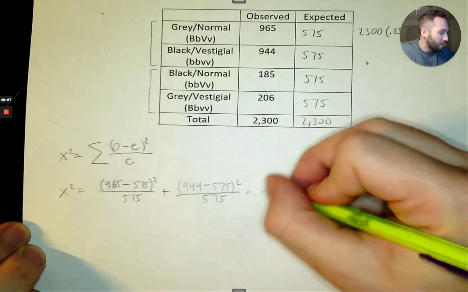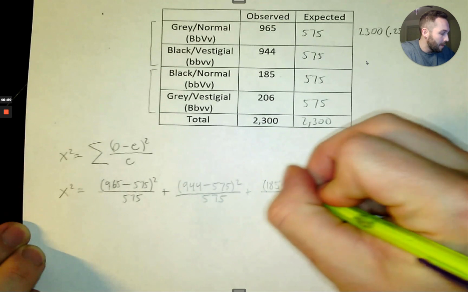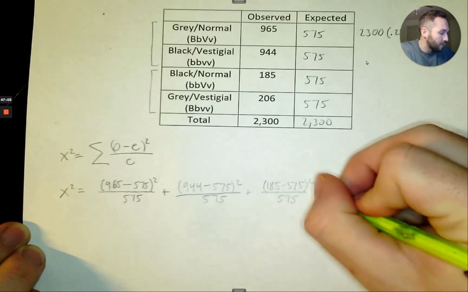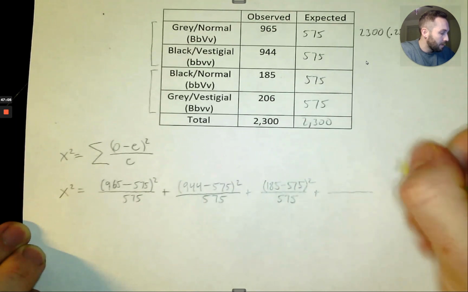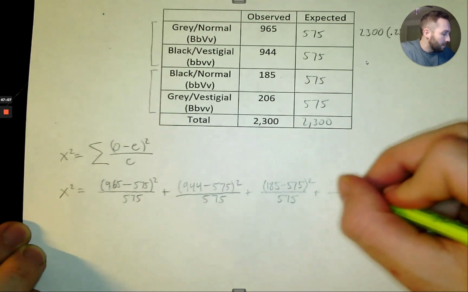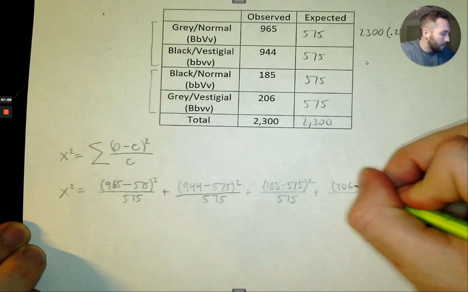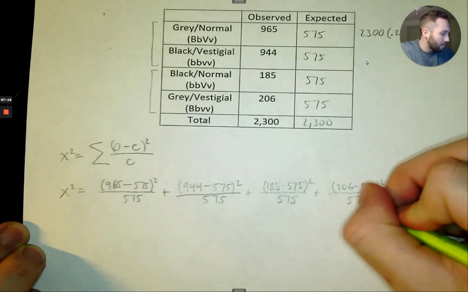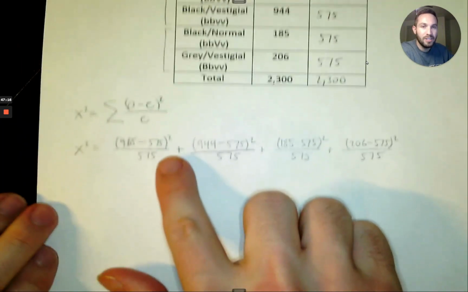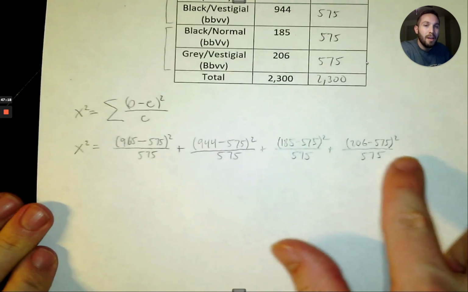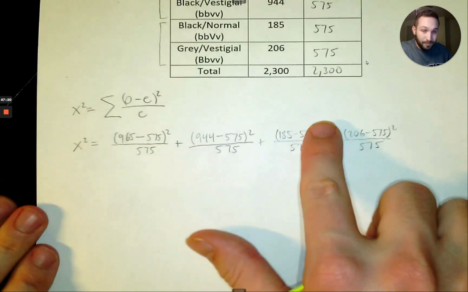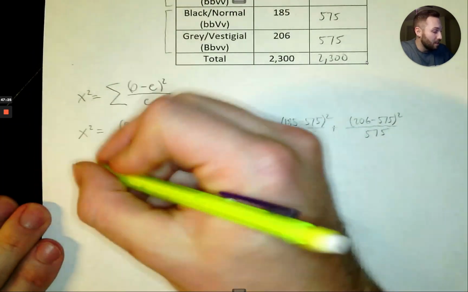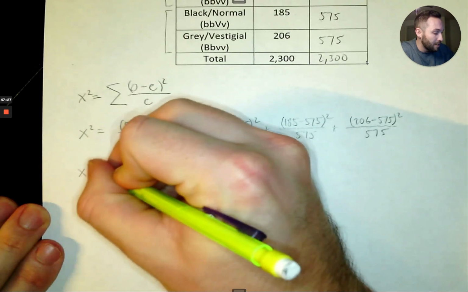And for the next outcome, we observed that there was 185. We were expecting 575. You subtract it, you square it, you divide by the expected. And then for the last outcome, we observed 206. We were expecting 575. You're going to square it and divide by the expected. So that's how you guys should set up the chi-squared formula when you plug in these numbers. And so you're going to have some really big numbers here, I can already tell you. And so see what you guys come up with when you do all of that.